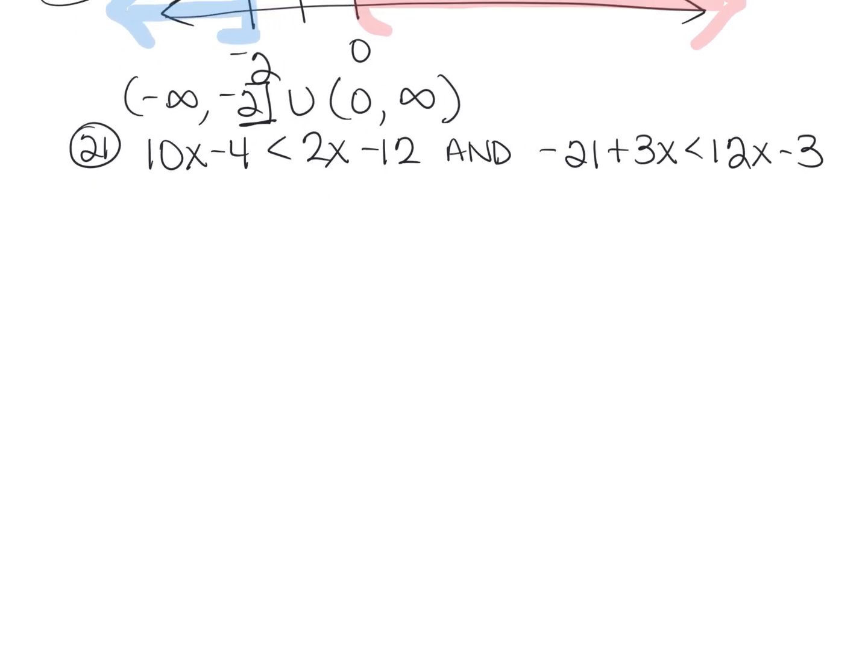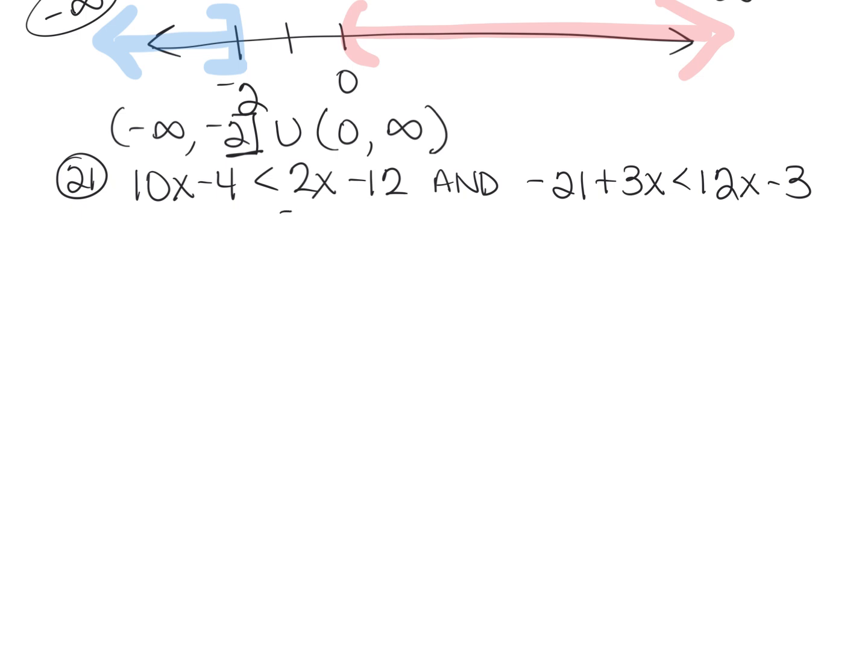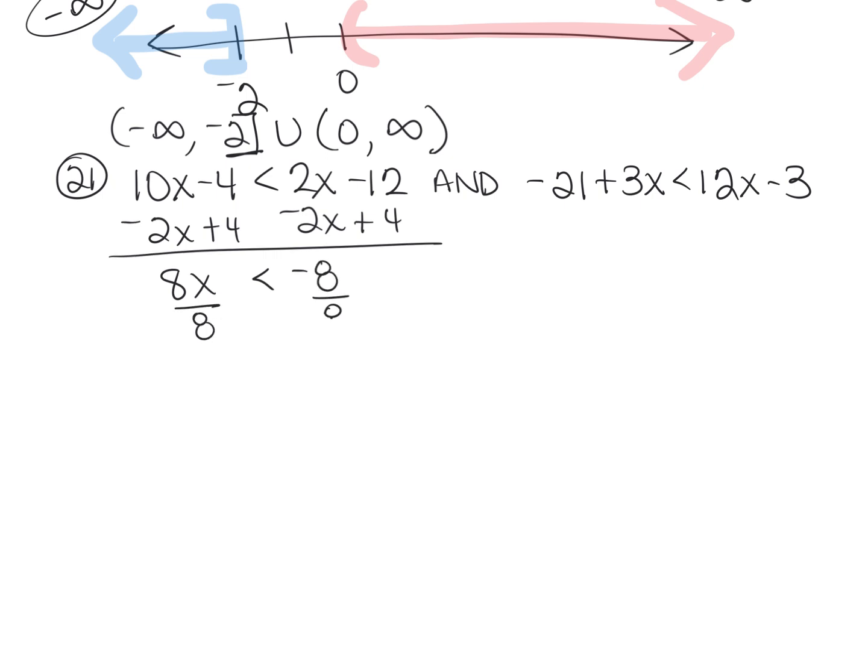21, similar but just a little different. All right, I'm going to solve, and I want x on this side. So then I'm going to add 4 to get it to the other side. And in doing so, we get 8x is less than negative 8. I'm dividing by the number 8. So I get x is less than negative 1. So again, I'm going to do this in two colors. I have negative 1 here.